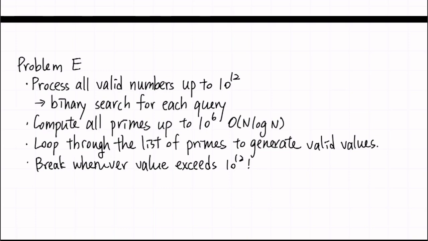Afterwards, when we have a list of primes, we can loop through the list to generate valid values that adhere to the conditions in the problem. We can look at specifically how to do this in the code, but one thing to remember is that we can break whenever the value exceeds 10 to the power of 12, to ensure that it doesn't exceed the time limit.